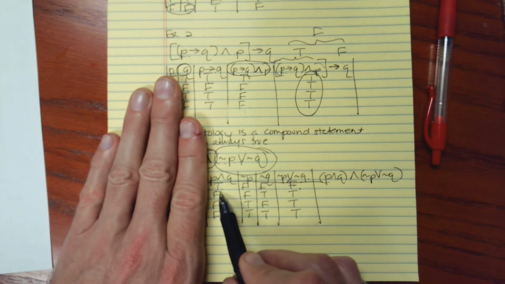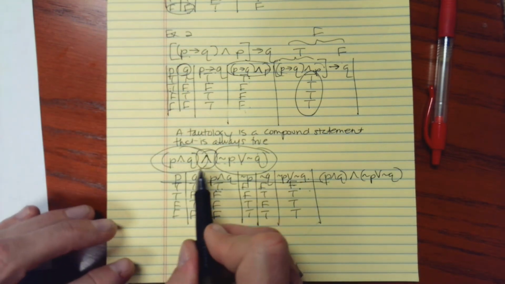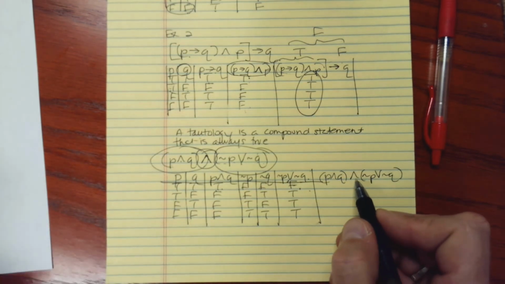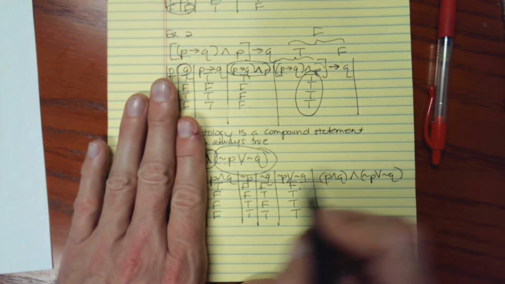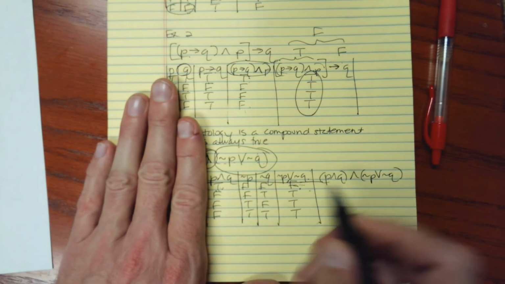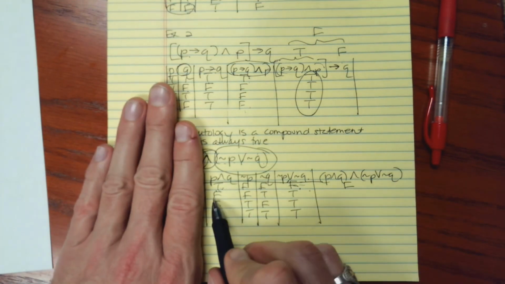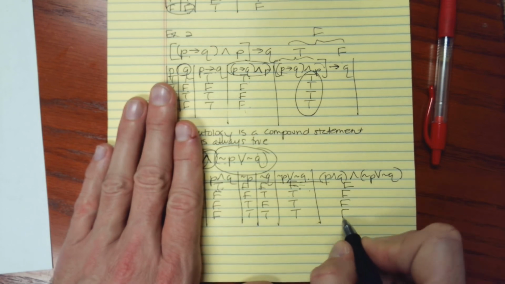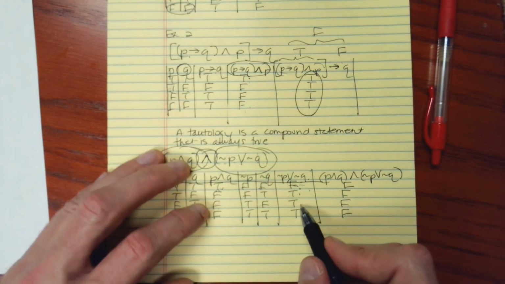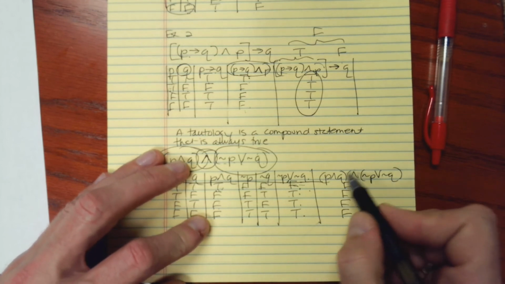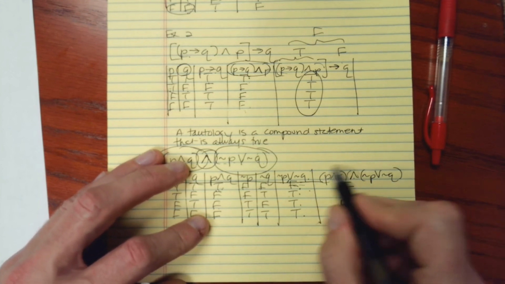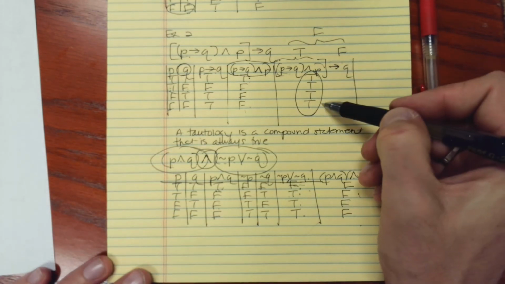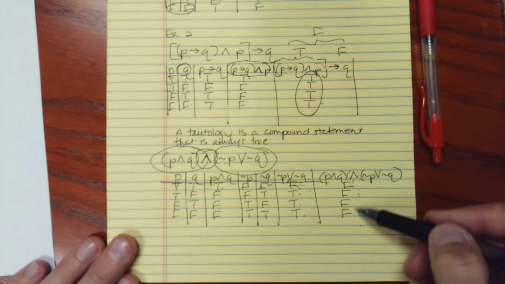Oh, I'm sorry. This is an and statement. So I need them both to be true. That's not true here because I have a true with a false. So this is false. Here I have a false with a true. And false with true, false with true, false with true. So for the and, they needed to both be true in order for the conjunction to be true. So I end up with all falses. So here I had all trues, that was a tautology. Here I have all falses.